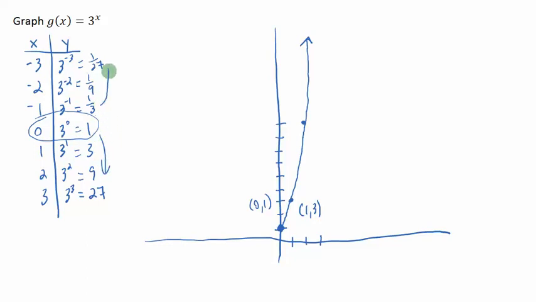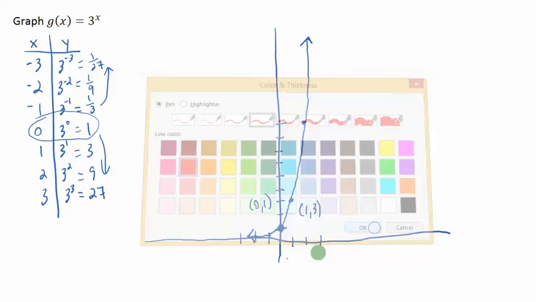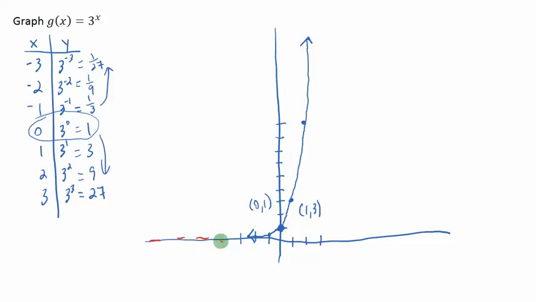And as we move to the left, so I did my 0 and my positive values first. Now I'm going to do my negative x values. So if x is -1, y is 1/3, really far down here. If x is -2, I'm at 1/9 already, very close to the x-axis. And whenever x is -3, I'm even closer to the x-axis, but I still don't quite touch it. So we have the same sort of behavior here. And it's even hard to draw, especially with this tablet. Getting closer and closer and closer to the x-axis. So once again, the x-axis serves as an asymptote.